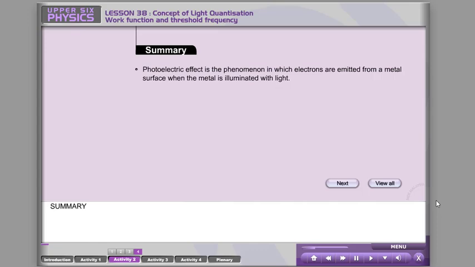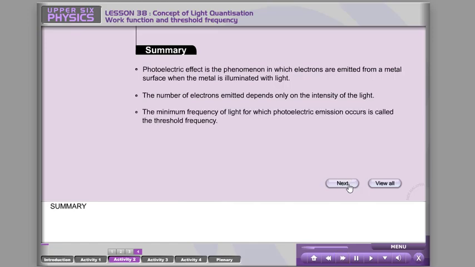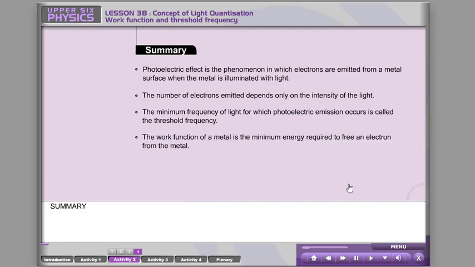Summary. Photoelectric effect is the phenomenon in which electrons are emitted from a metal surface when the metal is illuminated with light. The number of electrons emitted depends only on the intensity of the light. The minimum frequency of light for which photoelectric emission occurs is called the threshold frequency. The work function of a metal is the minimum energy required to free an electron from the metal.